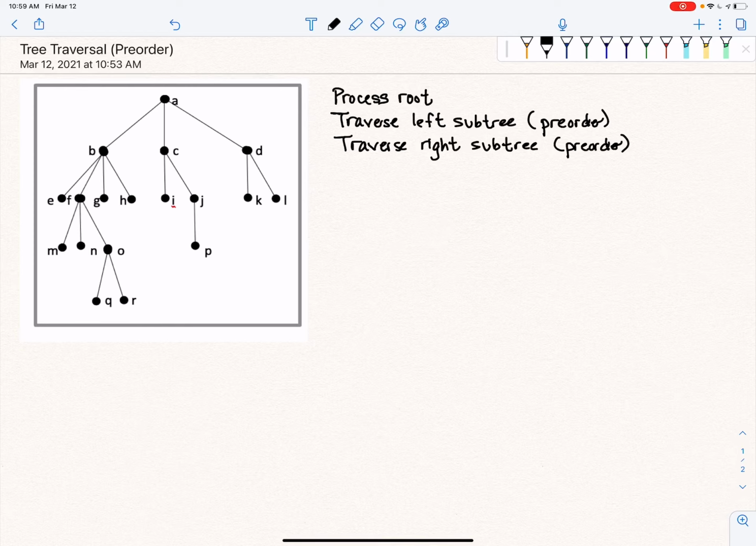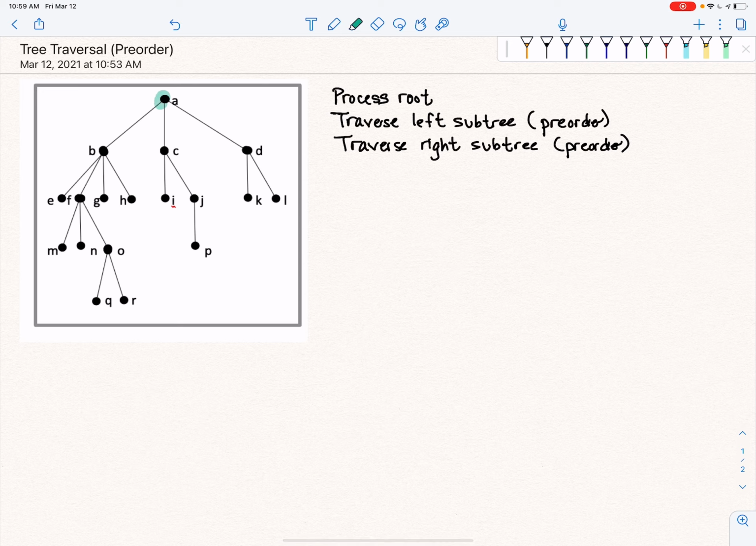Okay, so what we're going to do is look at the pre-order traversal of a tree. And the pre-order traversal algorithm is quite simple. Well, at least on the surface, it's simple. Basically, we process the root of the tree, and then we traverse the left, and then we traverse the right. So the root always gets processed first.